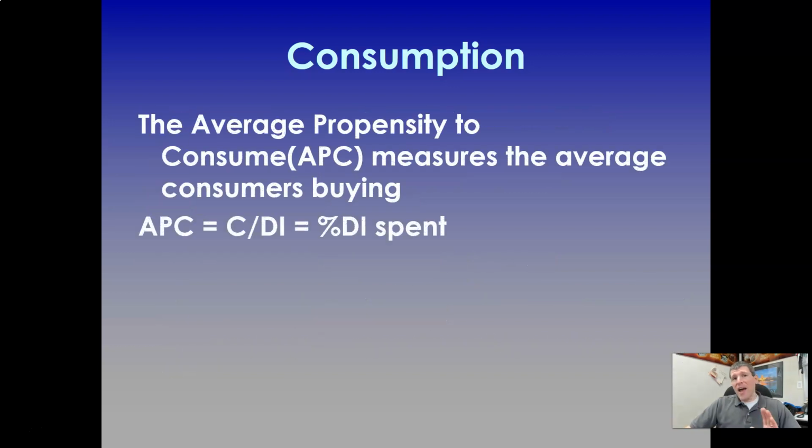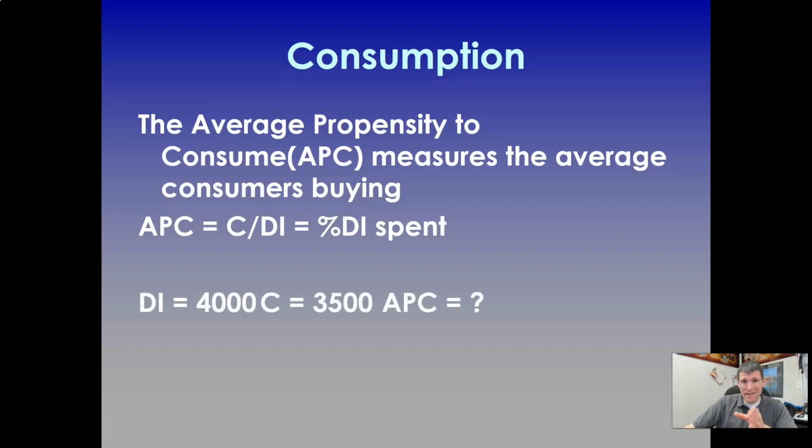All right. Now, average propensity to consume. We're going to be looking at two terms here. One of them is average propensity to consume. Another one is marginal propensity to consume. We're going to look at average propensity to consume first. The APC. And what this is looking at is of your overall disposable income, how much of it do you spend? So the APC is equal to your consumption over your disposable income, right? C over DI.